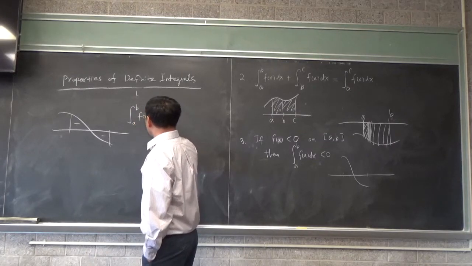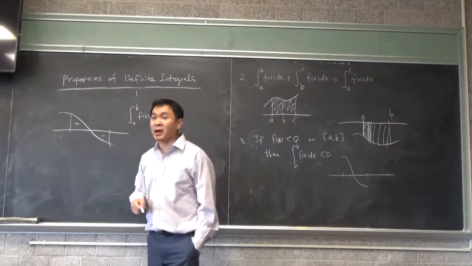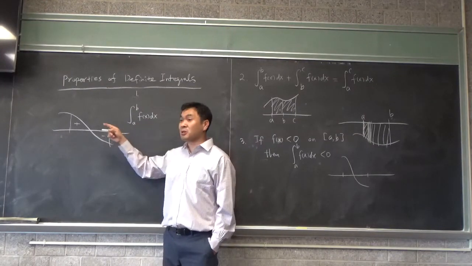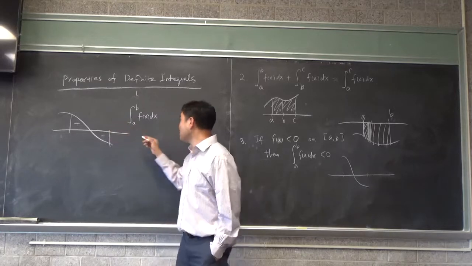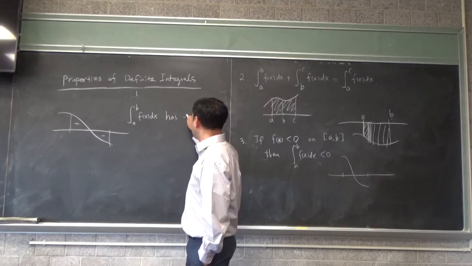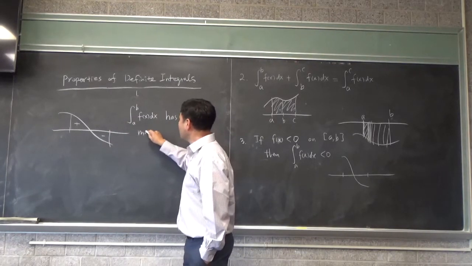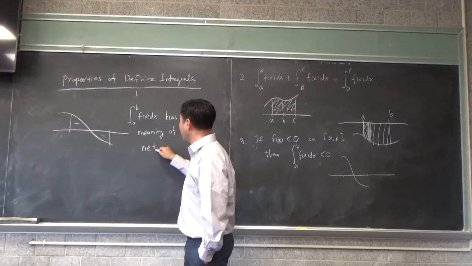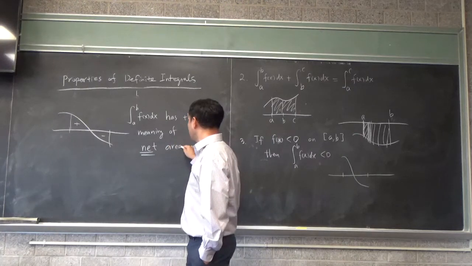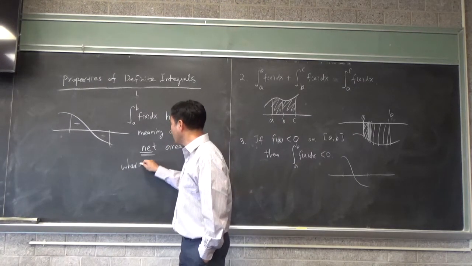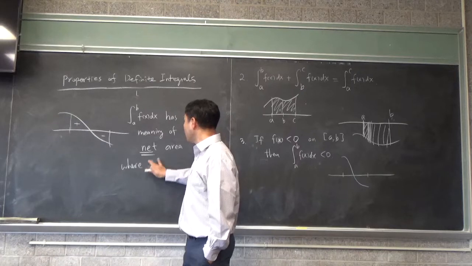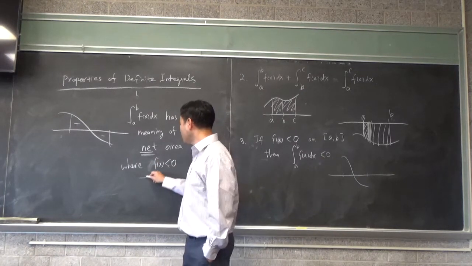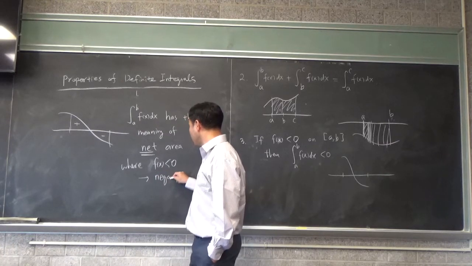So this, I just said area under the curve. That's only true if f is positive. If f is sometimes negative and sometimes positive, this has the meaning of net area, where f of x negative implies negative area.